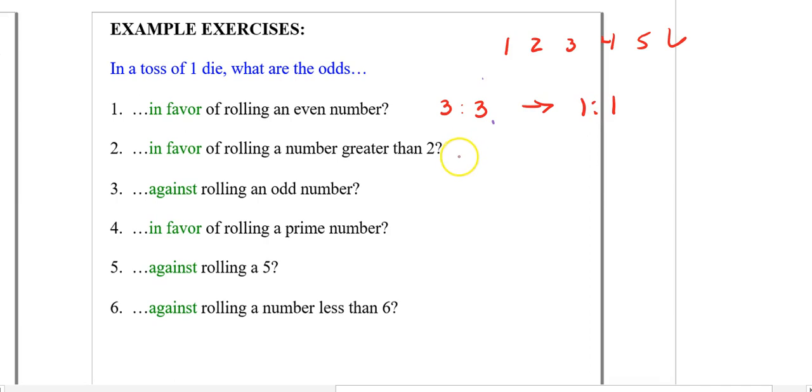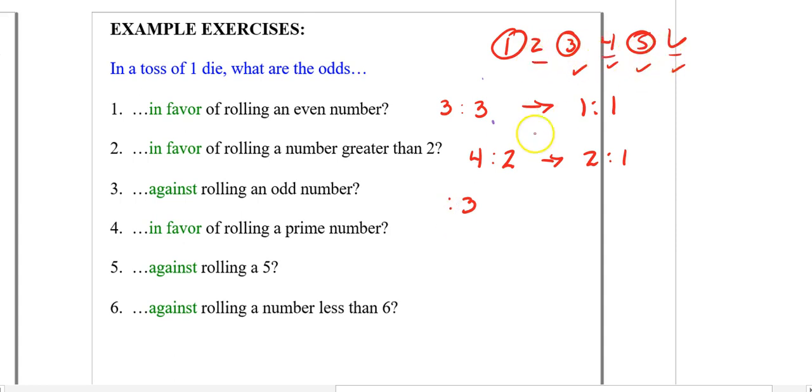In favor of rolling a number greater than 2. In favor of greater than 2, that would be 3, 4, 5, and 6. So 4 ways compared to 2 ways otherwise, which is the same as 2 to 1. Against rolling an odd number. Odd numbers would be 1, 3, and 5. Against means I'm going to put those 3 on the bottom, which means the rest of them, 2, 4, and 6, would go on the top, and that can be reduced to 1 to 1.